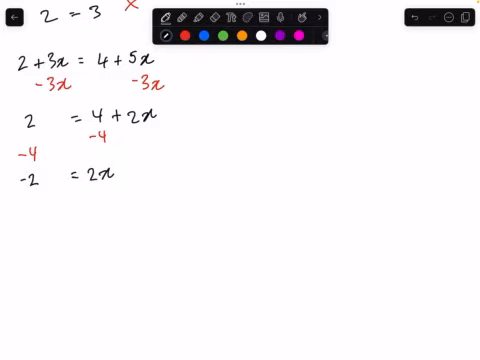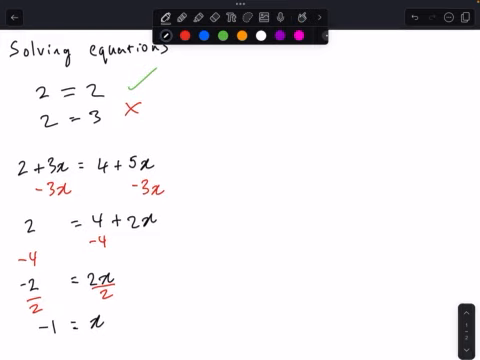And finally, once you've collected all your like terms, it's very good practice to leave a variable by itself without any coefficients. So in order for us to get rid of this coefficient, we're going to want to divide both sides by 2, since we have a coefficient of 2 in front of the x. So if we divide both sides by 2, on the right side we have 2x divided by 2, which is equal to x. And on the left side, we have negative 2 divided by 2, which equals negative 1. So that means we have that x equals negative 1 to be the solution to this equation.